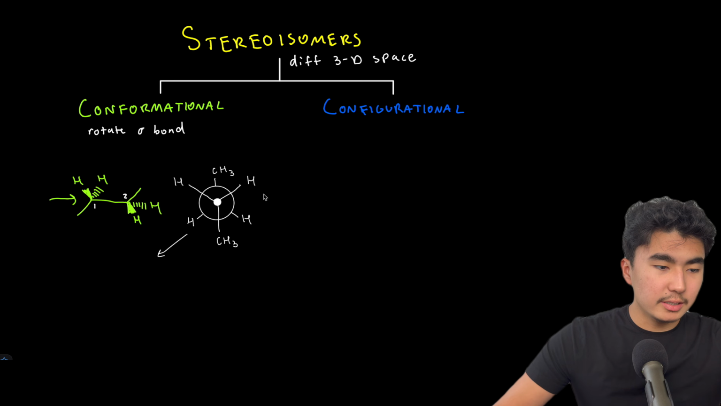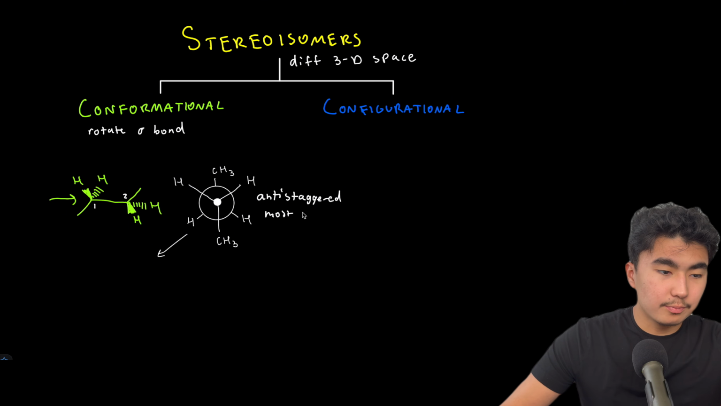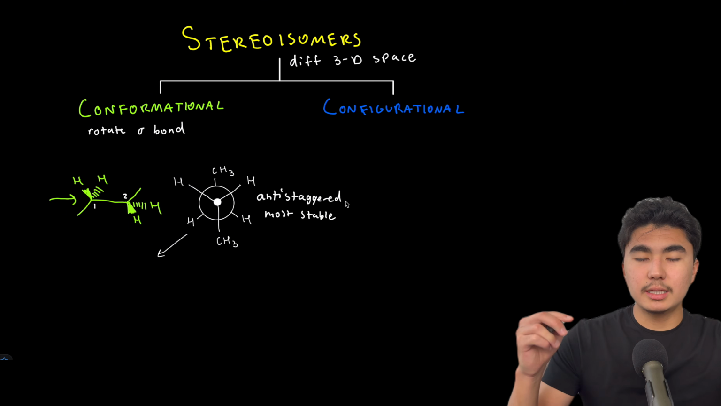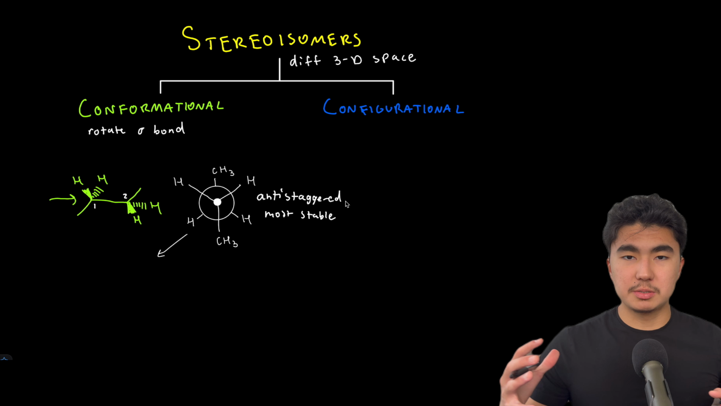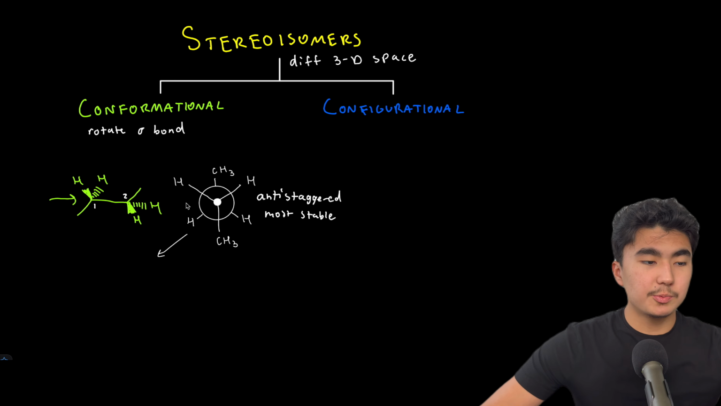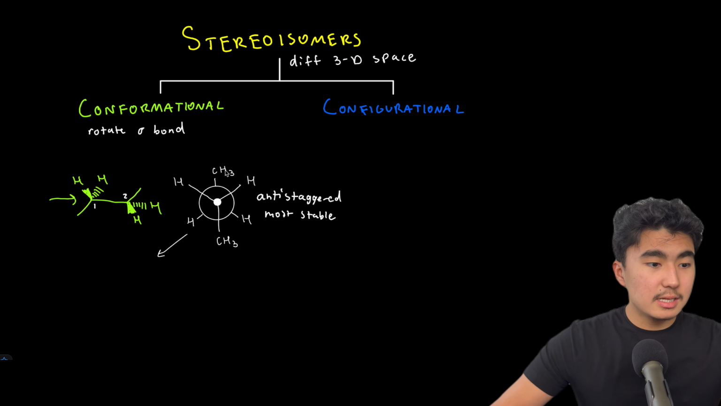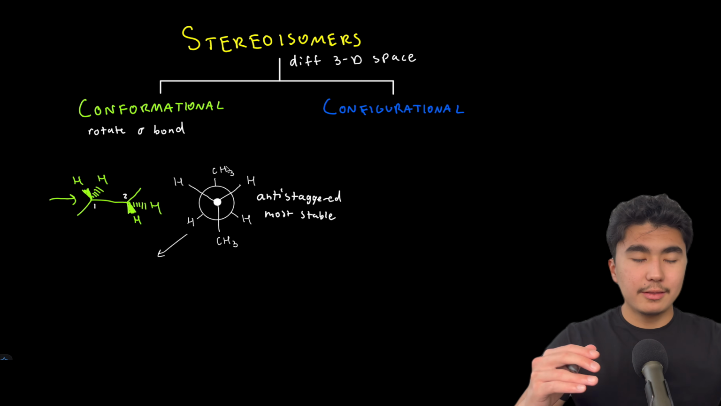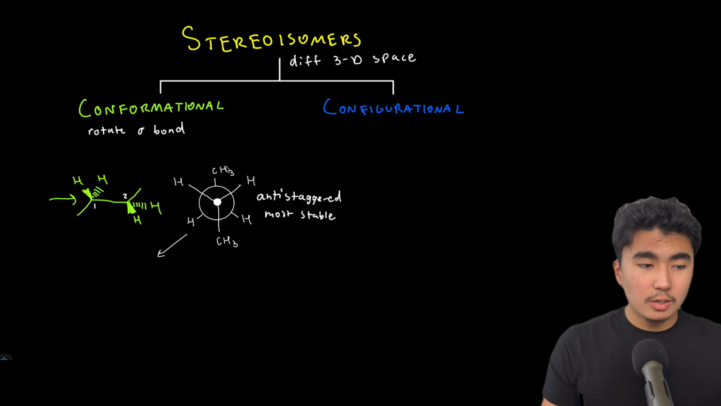This one over here specifically is going to be known as the anti-staggered position, and it is actually the most stable because there is the least amount of steric strain. Steric strain is caused by bulky substituents being close together. In our Newman projection for butane, the most bulky substituents are these methyls, and since they're 180 degrees away from each other, they are the farthest apart they could be. This results in the lowest steric strain, which creates our most stable molecule, the anti-staggered position.